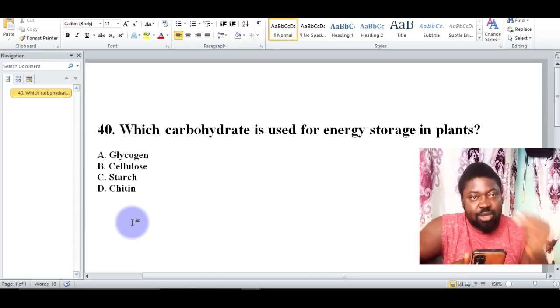We cannot say glycogen. This is in humans. We cannot say cellulose. Of course, we cannot say chitin, and the correct answer is starch, because energy, that is glucose, is stored in the form of starch, which is broken down to release energy whenever it is needed. That is why option C, starch, is the correct answer for which carbohydrate is used for energy storage in plants.